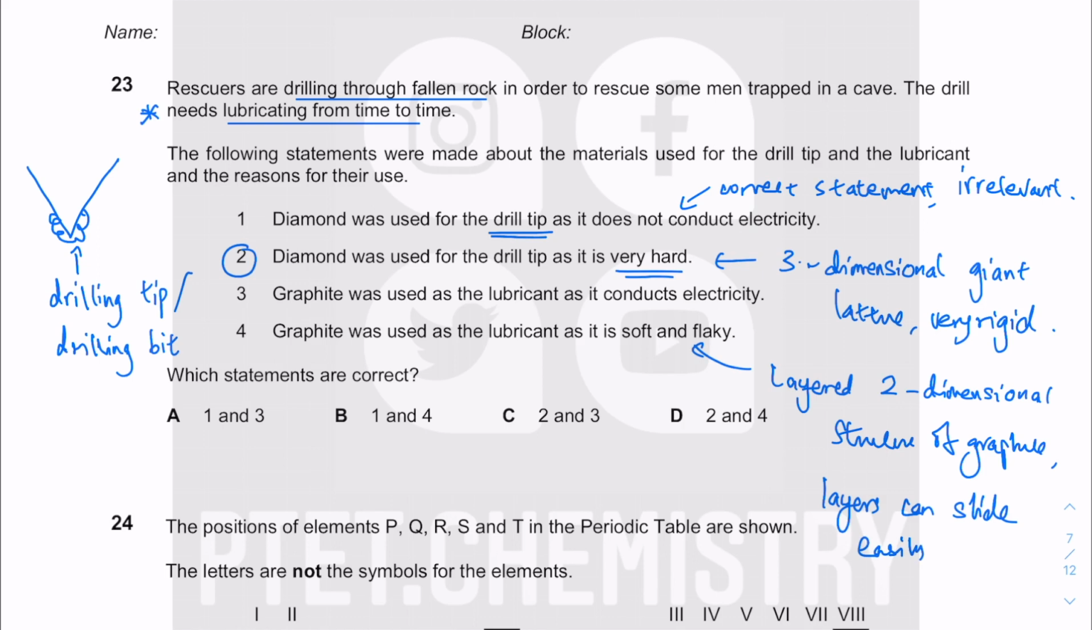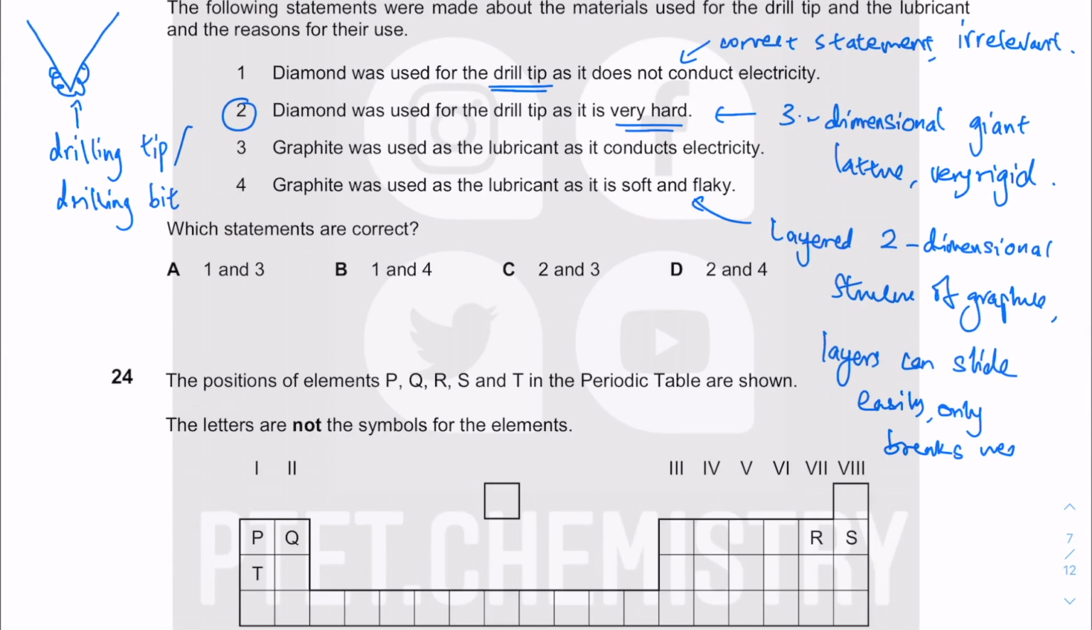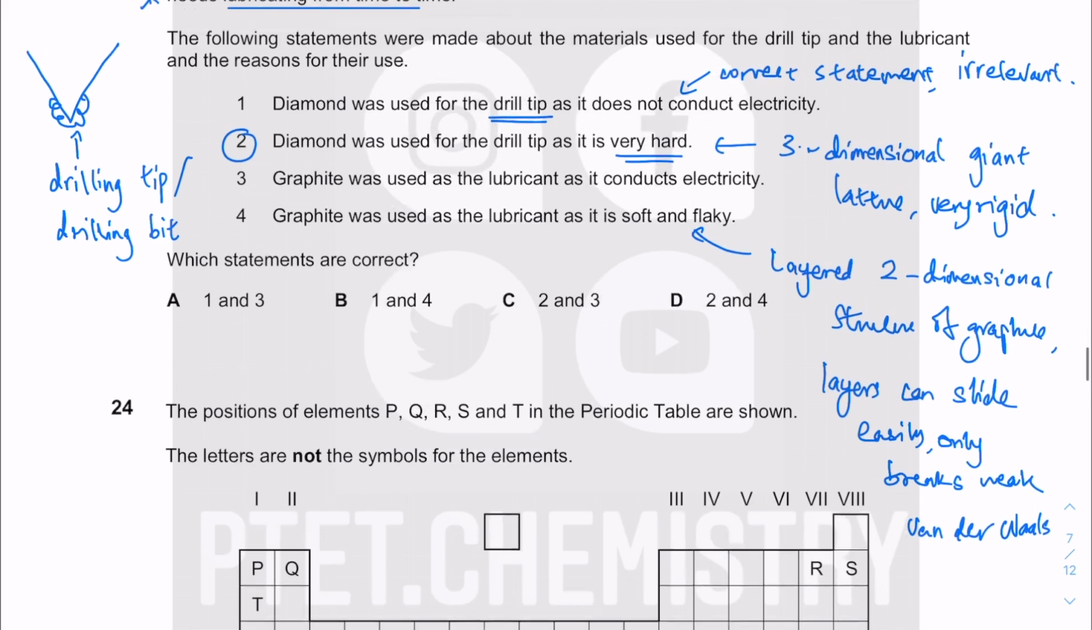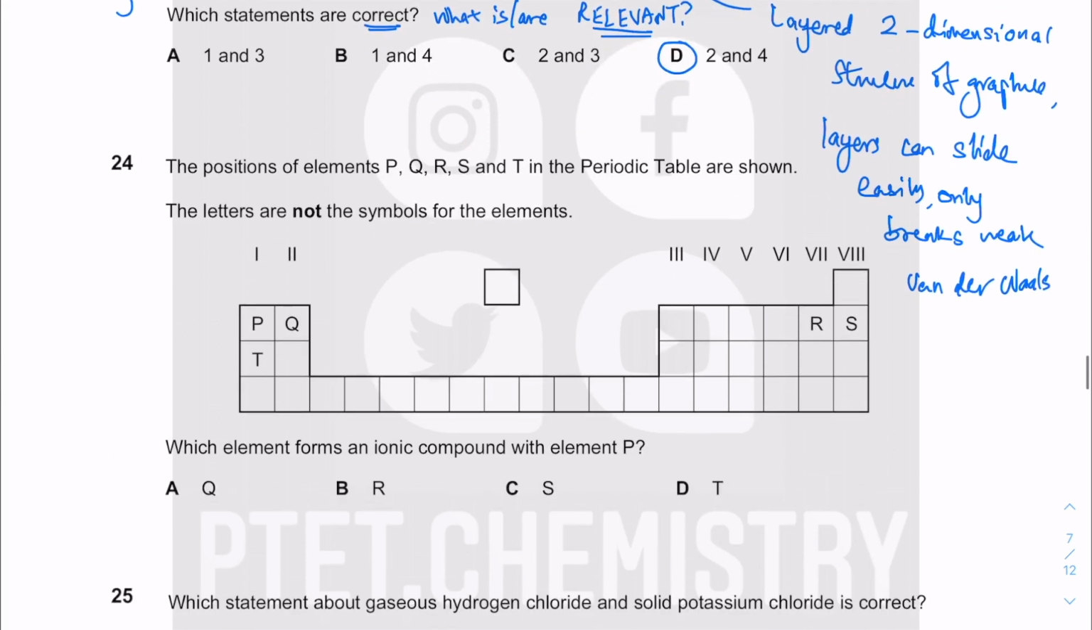Because you only break the weak van der Waals forces. Remember, you have van der Waals forces between the layers, and that's all you break when they slide over each other. So this is about what is relevant in the context of the question, what is or what are relevant to what they're asking. So 2 and 4 must be the concept required in the context of this question.